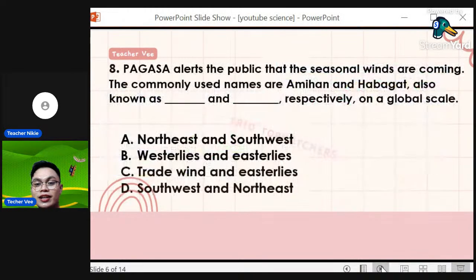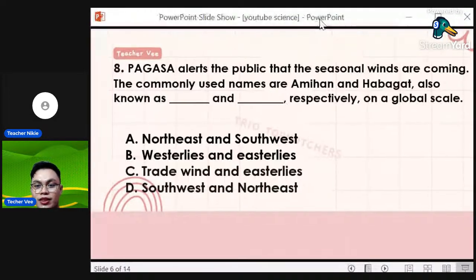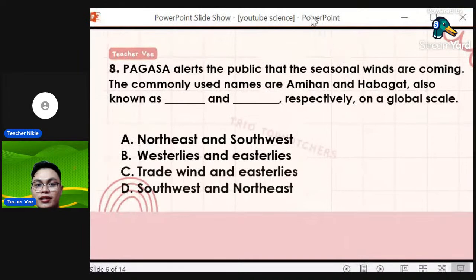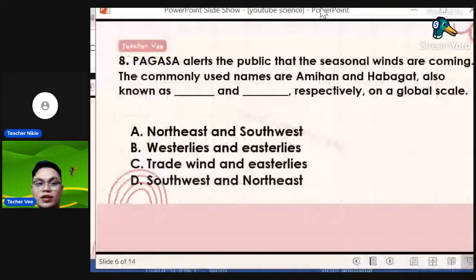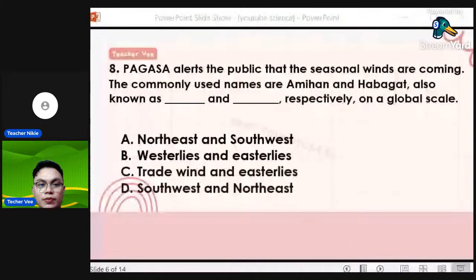Alright? Next po tayo, number 8. So PAGASA alerts the public that the seasonal winds are coming. The commonly used names are Amihan and Habagat, also known as blank and blank respectively on a global scale. Okay, so ano po yung sagot nyo dito sa number 8? Okay. So tingnan natin yung mga sagot-sagot nyo. Drop it below sa comment section.